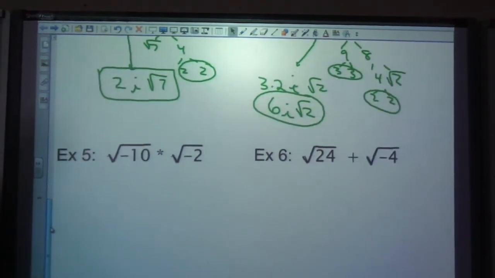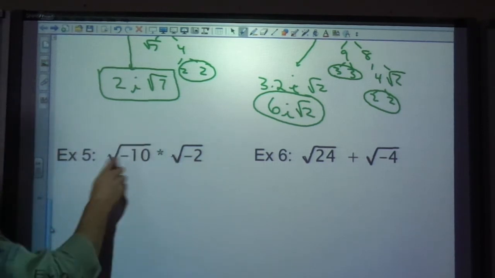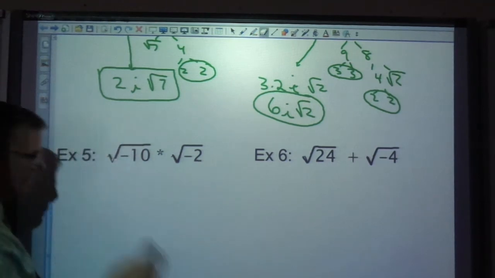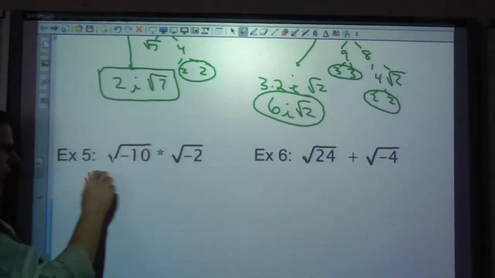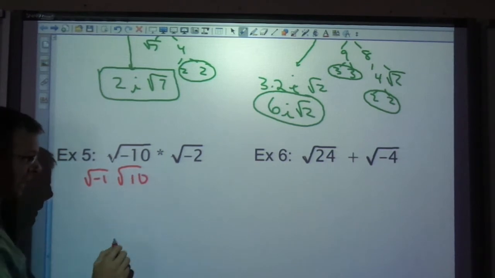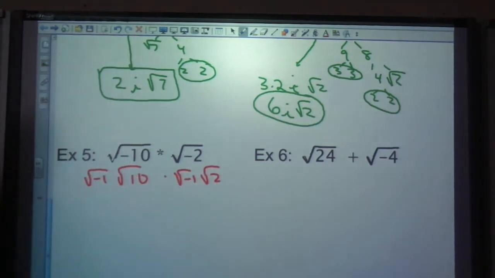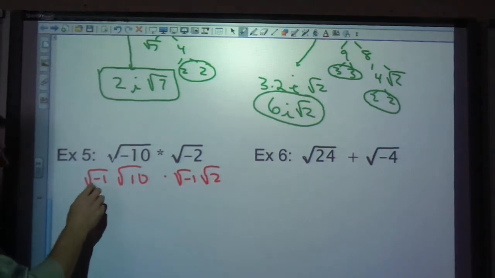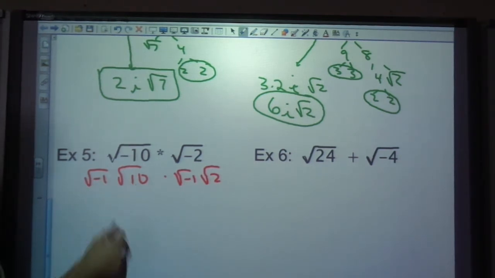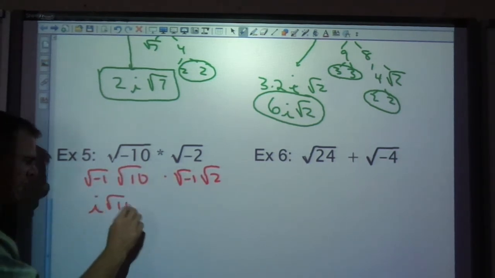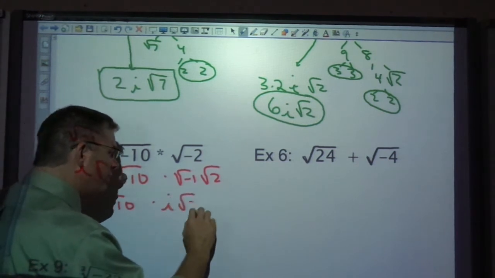Now here's where it gets a little bit interesting. We can multiply these together. This is i radical 10. Actually, let's back it up a second. We can make this square root of negative 1 times square root of 10. We can make this square root of negative 1 times square root of 2. This is i. This we can't break down anymore, but we can multiply these things together. Here's i radical 10 times i radical 2.